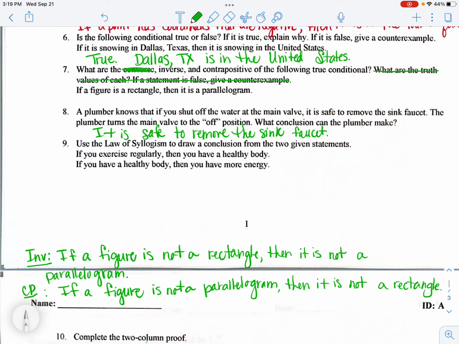The law of syllogism, number 9, uses 2 conditional statements. So we can see here that says if you exercise regularly, then you have a healthy body. If you have a healthy body, then you have more energy. So we can see that those 2 statements in the middle are recurring, and we can condense it into a conclusion where it's not repetitive. So it would be if you exercise regularly, then you have more energy.